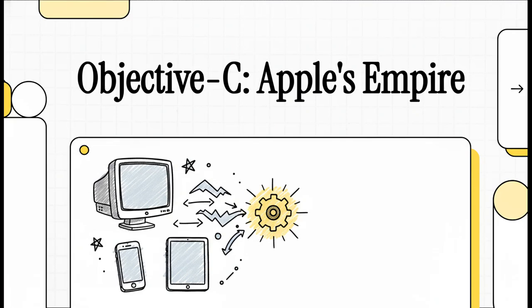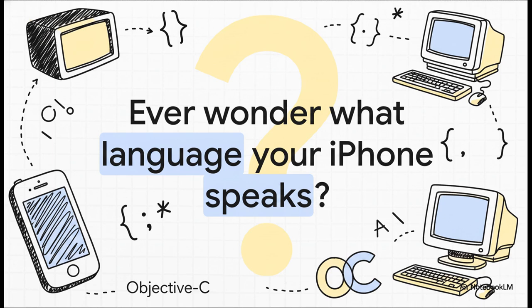Today, we're going to pull back the curtain on the language that for decades powered pretty much everything Apple did. It's called Objective-C, and it was the unseen engine inside all those iconic products. We're talking the Mac, the iPhone, the iPad, the whole shebang. I mean, have you ever actually thought about that? For the longest time, the answer was Objective-C. It was the native tongue that brought iOS and OS X to life.